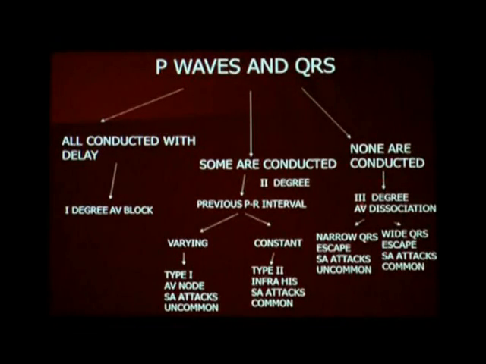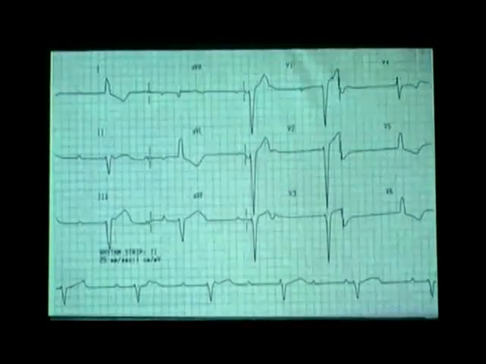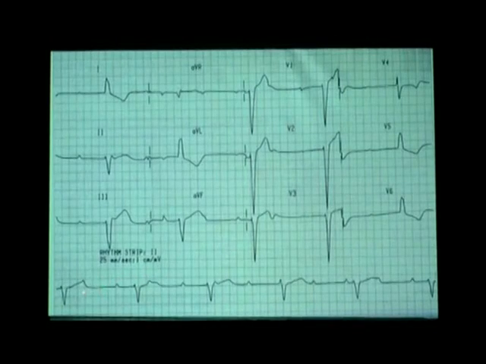Once you decide there is an AV dissociation and your atrial rate is faster than the ventricular rate, supra-His complete heart block versus infra-His complete heart block is decided by looking at the width of the QRS complex of the escape rhythm. So this is the bradyarrhythmia, right? You can see the AV dissociation now. Just make sure this is an AV dissociation.